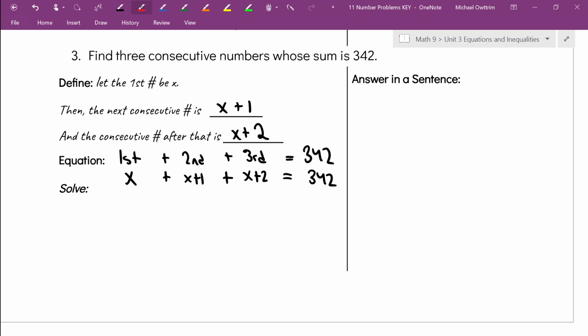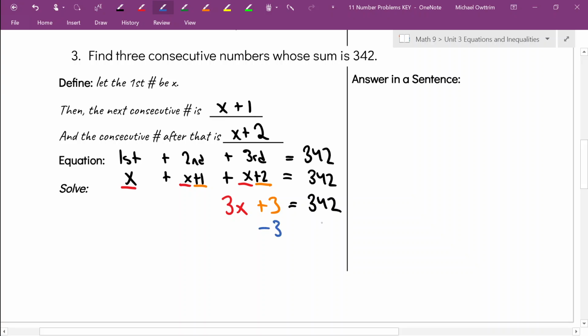We don't have any brackets in this equation for step 1. We're going to collect 1x plus another x plus another x, which gives me 3 x's in total. We can also collect some constants here. 1 positive constant plus another 2 gives me 3 positive constants, and that will be equal to my 342. We do have some addition happening to our x that we need to undo in step 3. So the opposite of adding 3 is subtracting 3 from both sides. I can say that 3x is equal to 339.